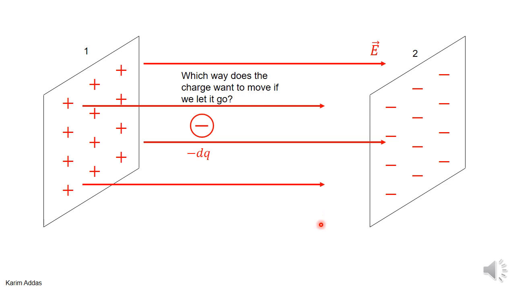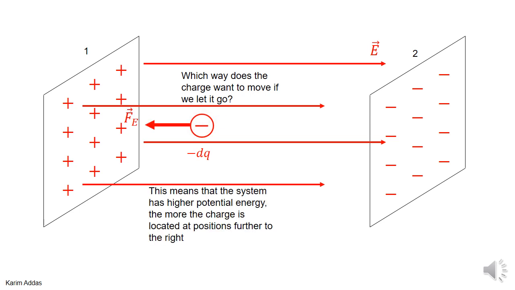Well, let's think about it in a bit more detail. When you take an amount of charge minus dq from the positive plate and put it on the negative plate, where does this negative charge want to move to when you let it go? If you put it in the middle of space here, where does it want to go? Obviously, the electric force on this charge minus dq is this way, to the left.